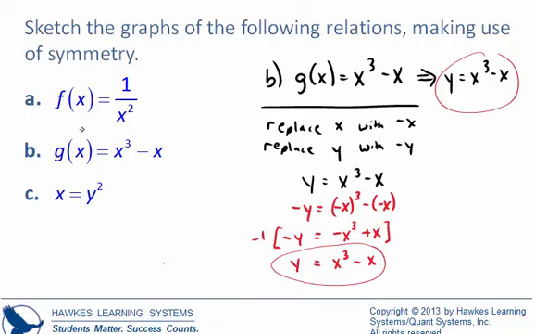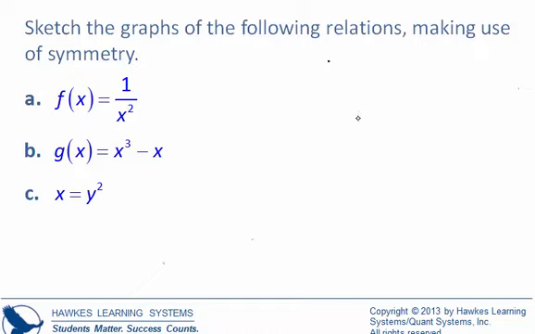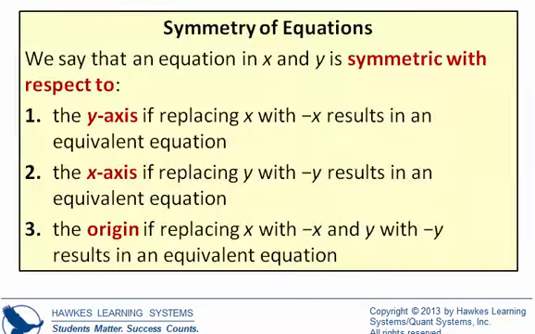All right, so let's move on and let's look at part C. Part C is x is equal to y squared. And if I take a quick look at the graph of that function, my instinct tells me that this is symmetric with respect to the x-axis, because if I trace out my x-axis, it appears that the top and the bottom are mirror images of each other. So let's check it in that regard.